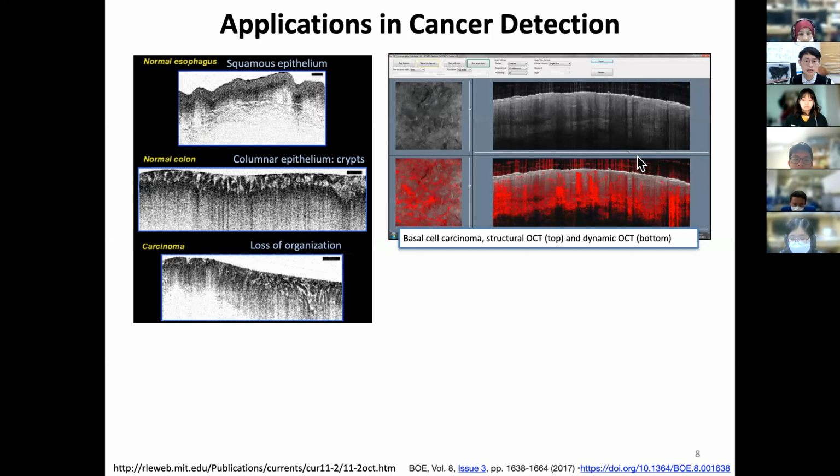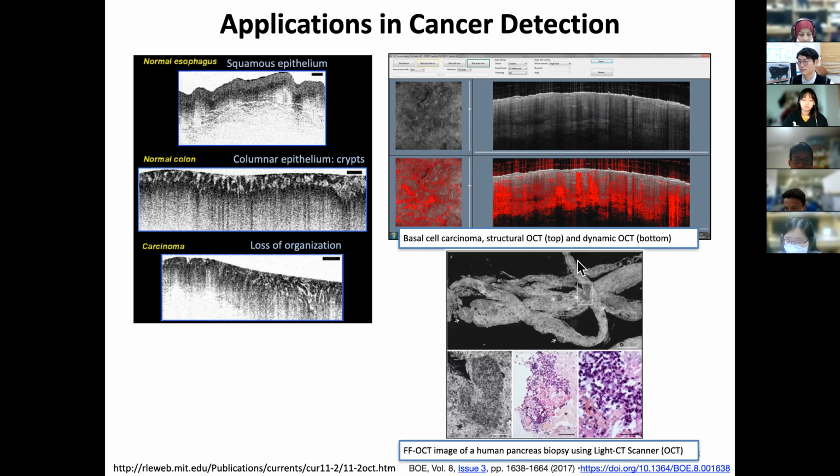Now, this is a commercialized company's image, which has very advanced high resolution. Not only that, you can actually see the functional OCT, which shows dynamic information in OCT, coming from blood vessels. Flowing blood vessels give this red color contrast, so that you can actually overlay structural and dynamic OCT as well.